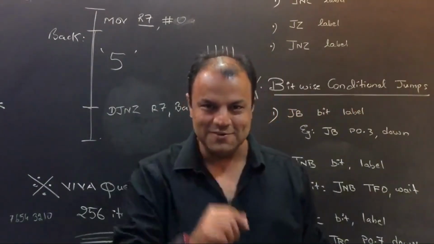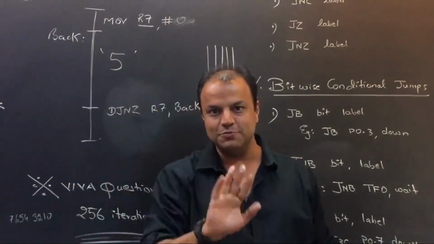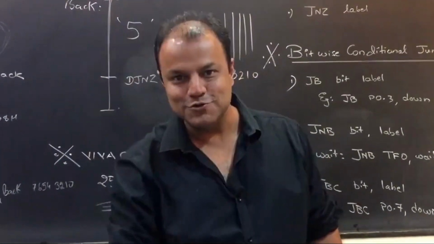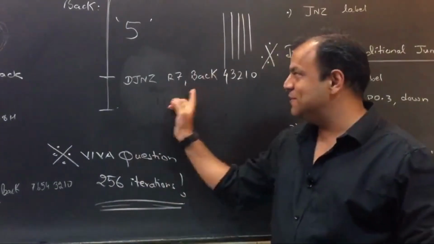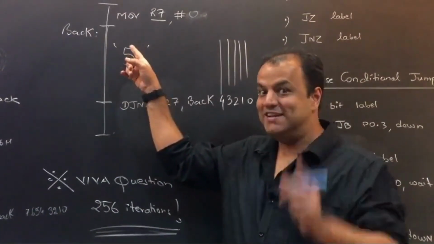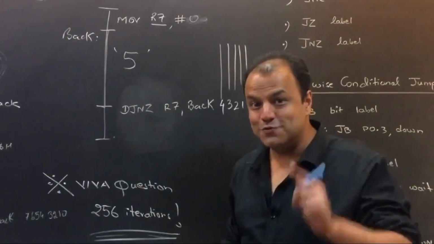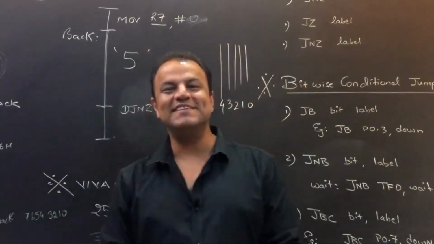R7 was 0. When you decrement 0, it becomes -1. -1 in 2's complement form is FF. I've done this in various videos before. So when you decrement 0, it becomes FF, like if you increment FF, it goes to 0. So vice versa. FF is not 0. Not 0 means it will go back. Now R7 is FF, so from now onwards you will get FF iterations. FF is 255, but it had already finished 1 iteration. That means it will produce 256 iterations.